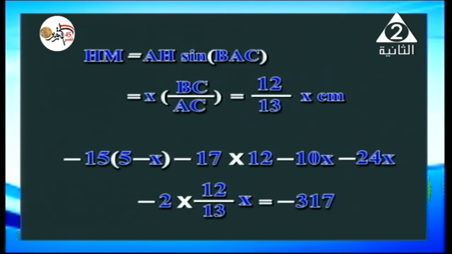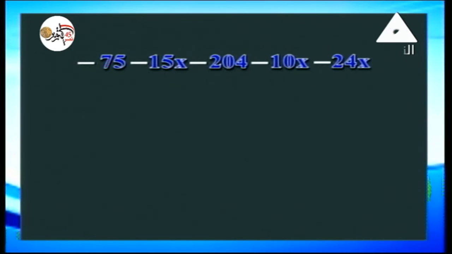So that we use the negative sign: negative 15 times the length of the perpendicular, 5 minus x; negative 17 times 12; negative 10 times x; negative 24 times x; negative 2 times 12 over 13 x. The sum of moments equals negative 317. By solving this equation, left hand side and right hand side, we find the value of x.